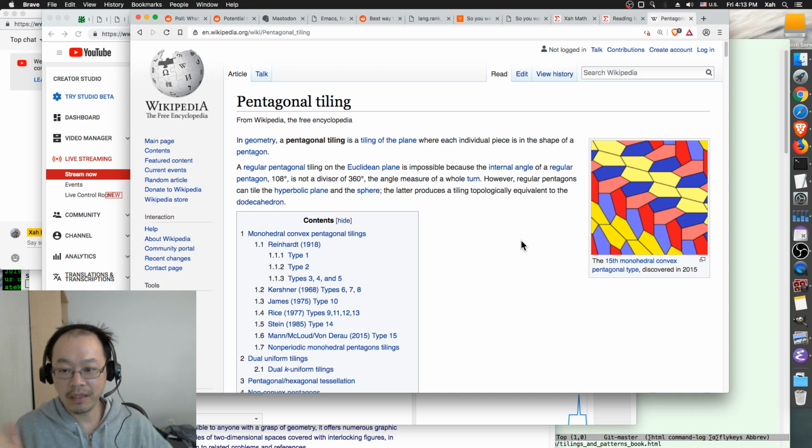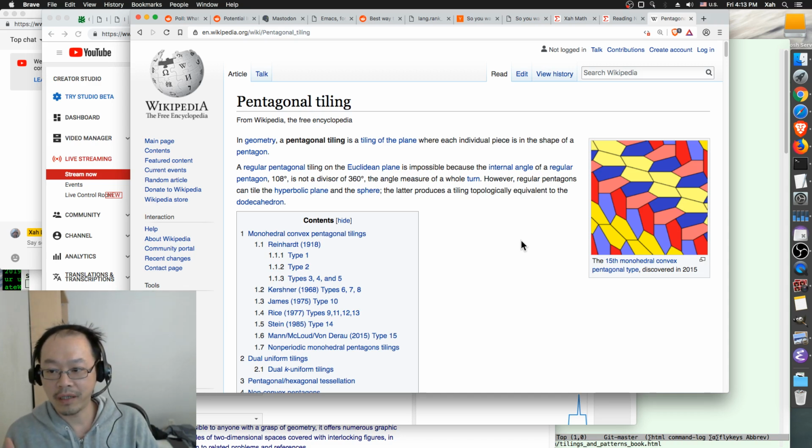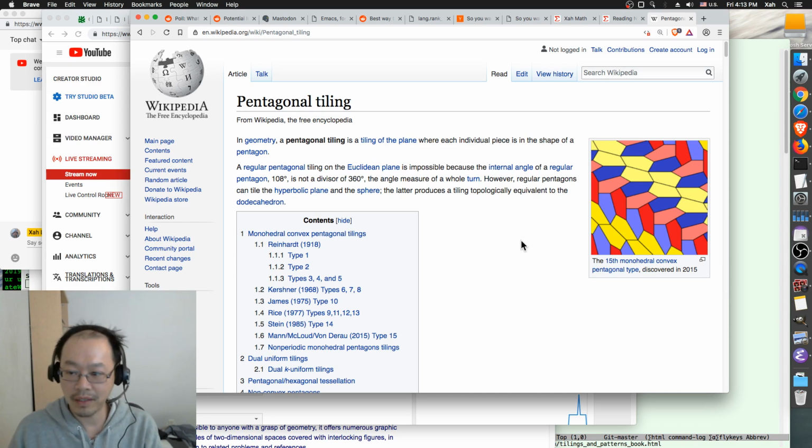Now this is possible. However, the question is, how many are there? What are all the possible ones? This is one of the questions. So it says here in geometry, a pentagonal tiling is a tiling of the plane where each individual piece is in the shape of a pentagon. That's a general problem.